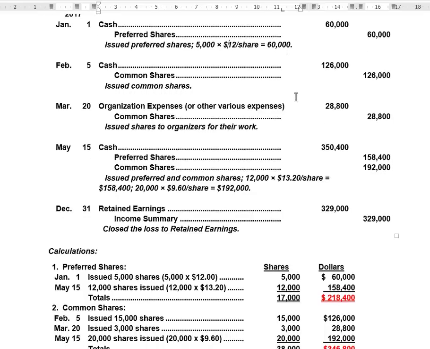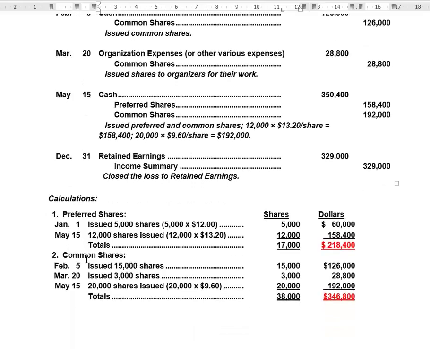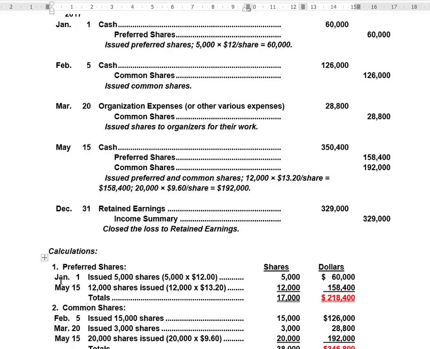So in our case, what I'm doing down here for calculations is I have a separate section for preferred shares and a separate section for common. And I put in the date, the number of shares issued under preferred, and how we calculated the value. So I've got a column for shares and for dollars. If you would like, you can certainly do your dollar calculations using a T account, up to you, but I've just chosen to use a table format at this point.